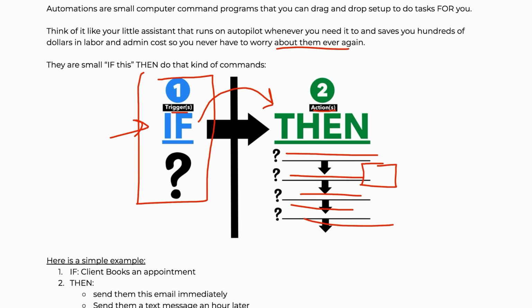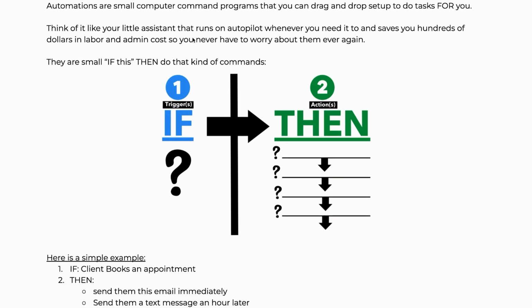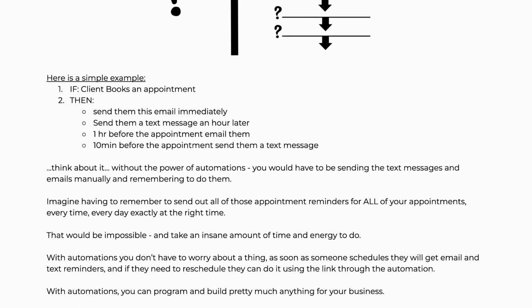If, then, right? Here's a simple example. Let's say if a client books an appointment, then send them an email immediately. You can dictate whatever that email is going to be. Send them a text message an hour afterwards, and then 1 hour before their appointment, email them a reminder, and then 10 minutes before their appointment, send them a text message. So that's an example of the if, and then the then, and all the different actions that you can program it to be.